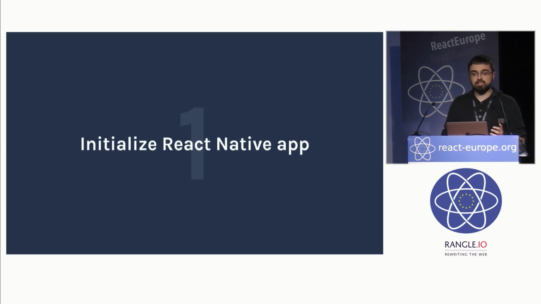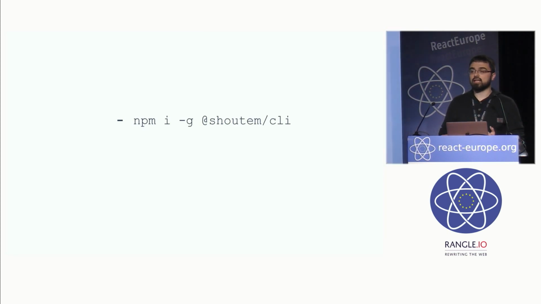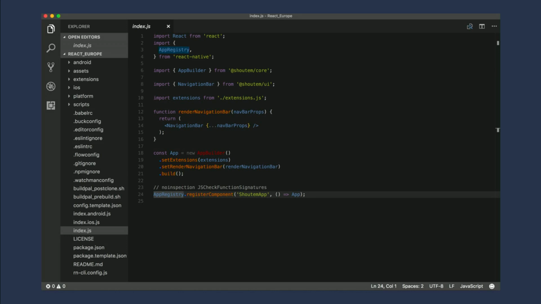So the first step is a little bit obvious. First, you initialize the React Native app. We built a command line tool which speeds up mobile app development with extensions. You can use Shoutem create app, and this will initialize the standard React Native project. It has index.js and app registry as a starting point, and everything else is bootstrapped with the extensions concept.